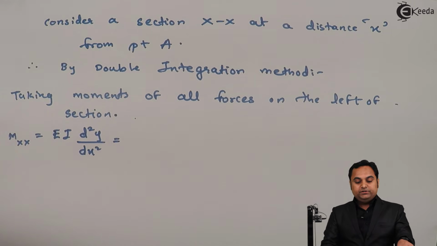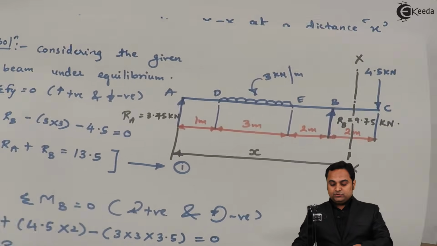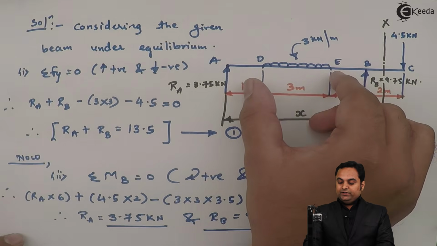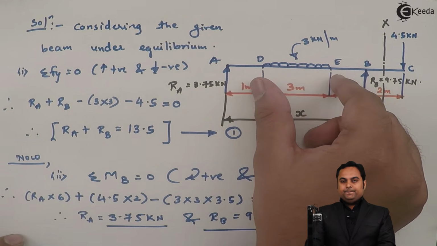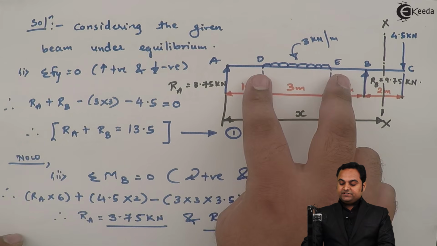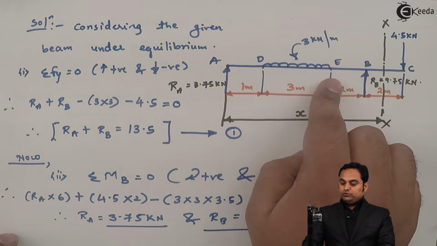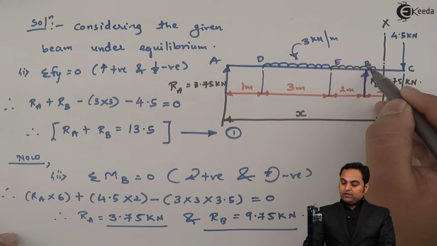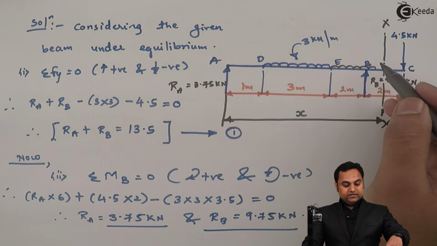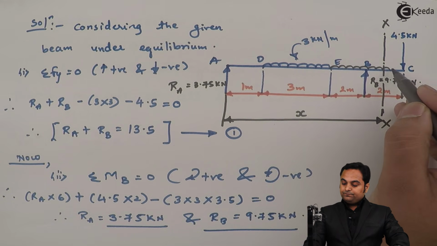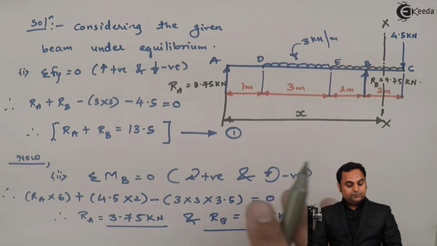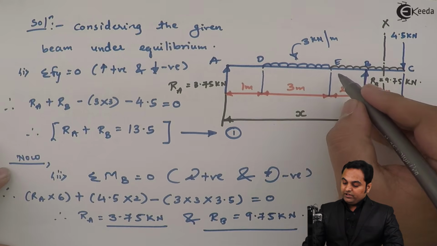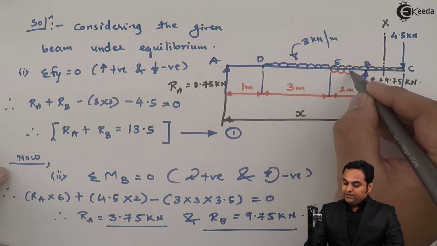Now some very important point here. Whenever we are solving it by using double integration or Macaulay's method, and if the UDL is there in between the beam, that is if we see this is at distance DE, so we have to extend this UDL up to the end of the beam, and in order to balance this UDL we should have one more UDL underneath the beam.